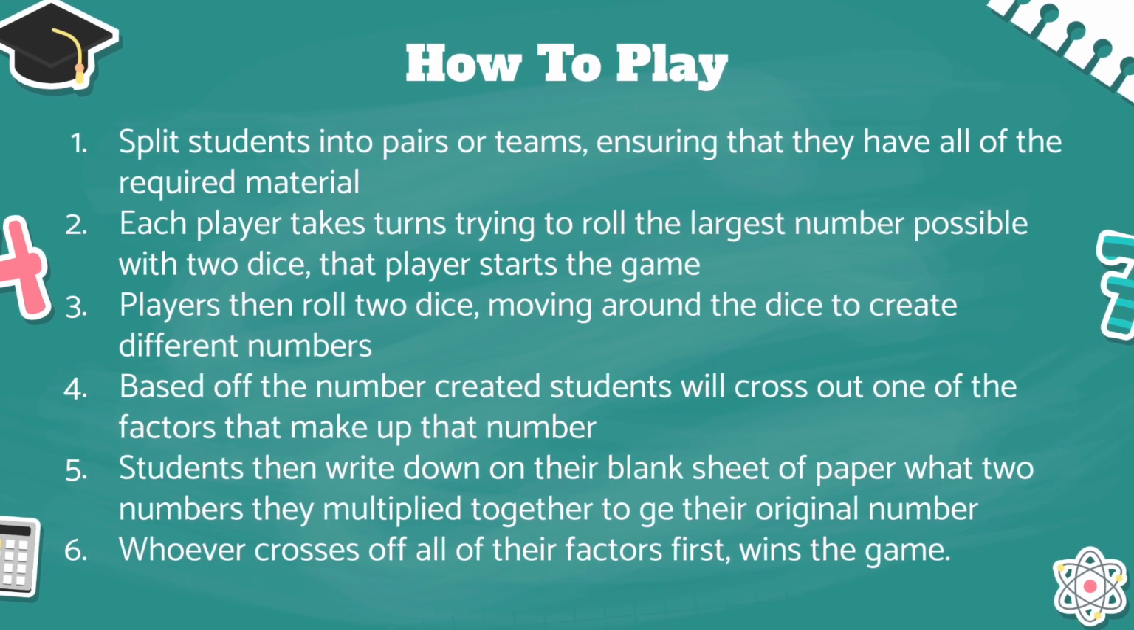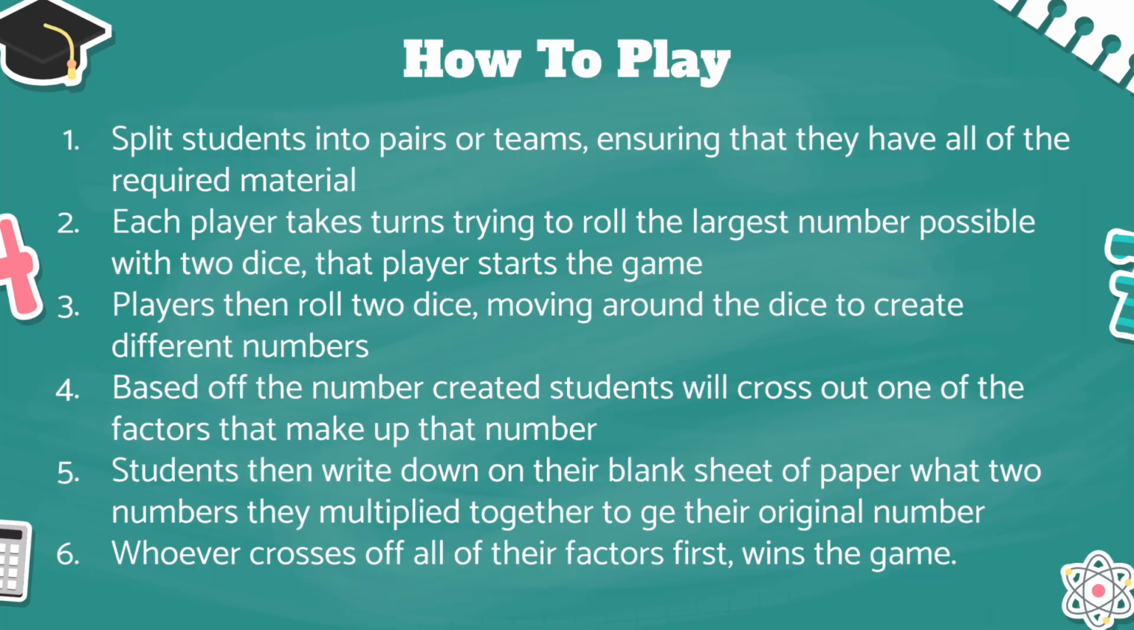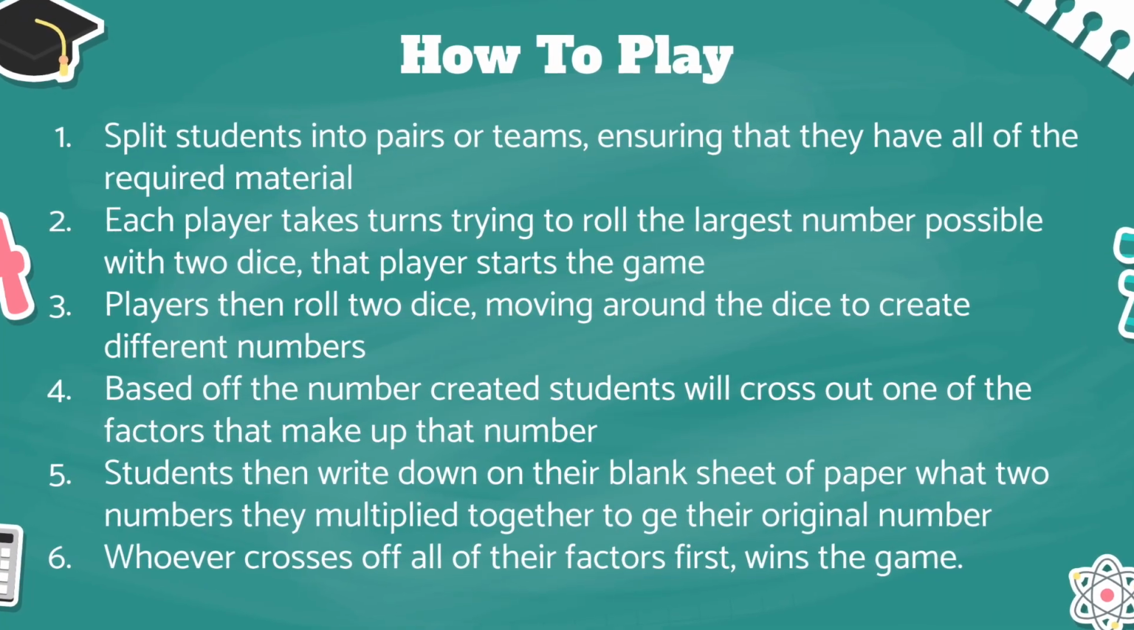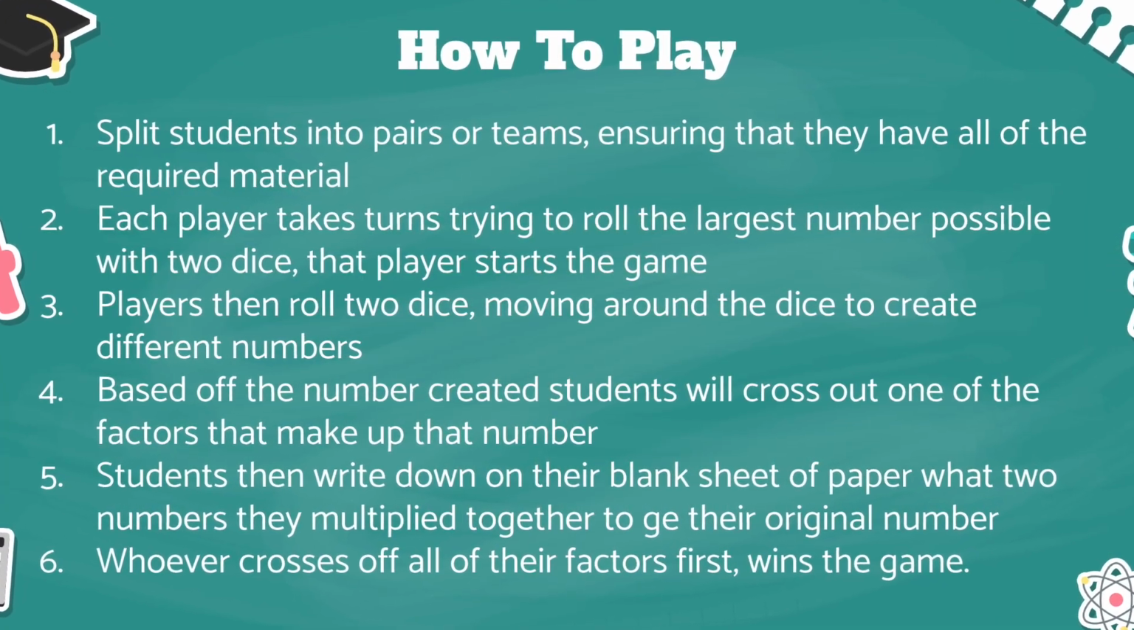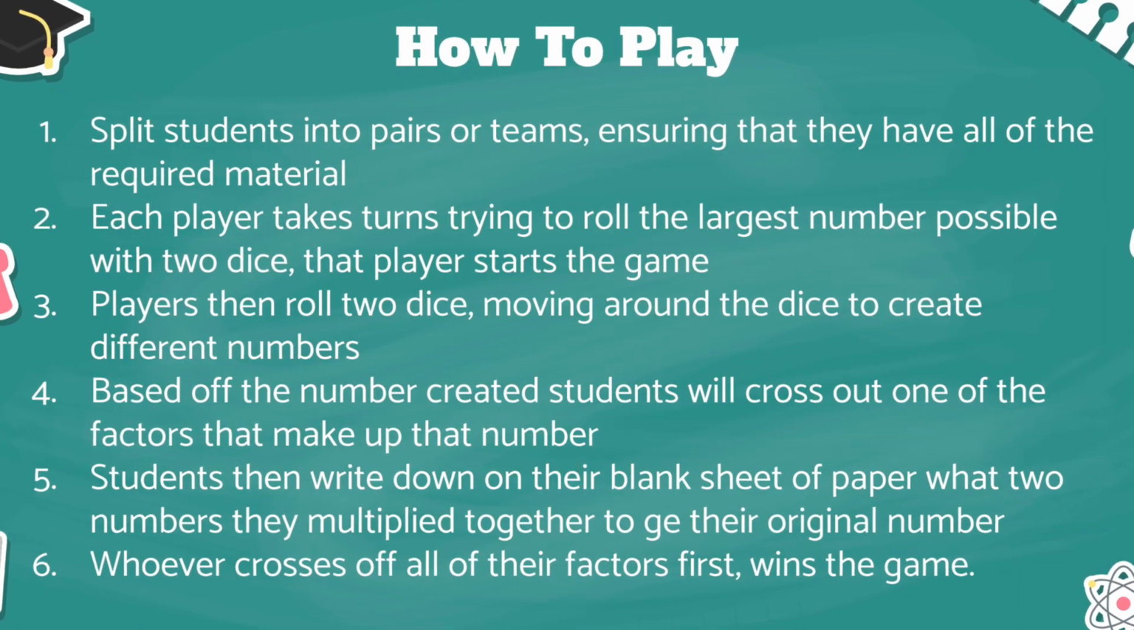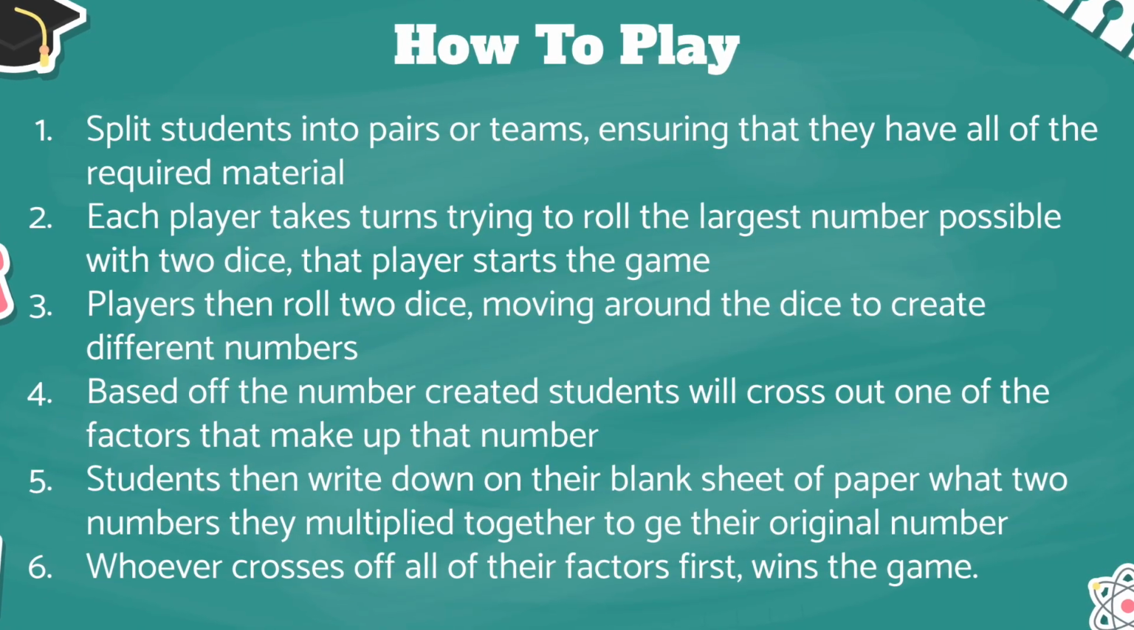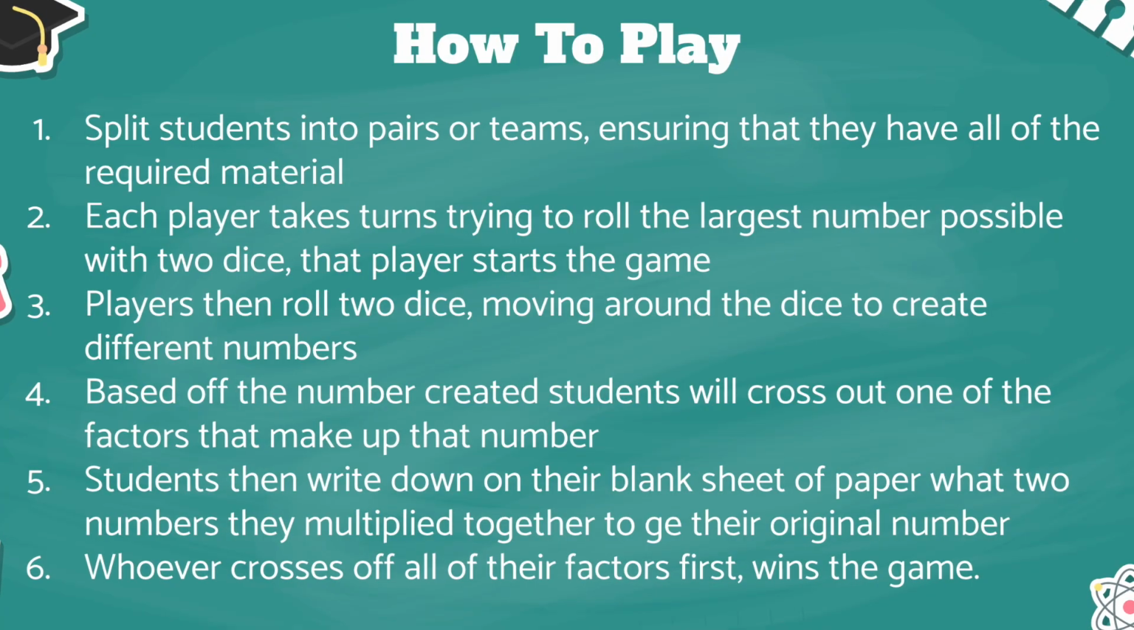Based off the numbers created, students will cross off one of the factors that make up that number. Students then write down on their blank sheet of paper what 2 numbers they multiplied together to get the original number. Whoever crosses off all factors first wins the game.